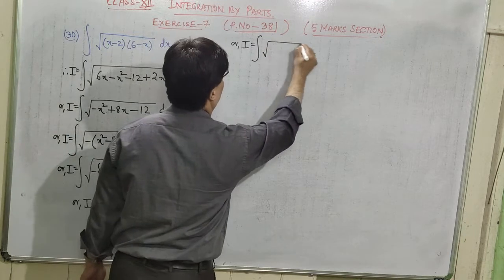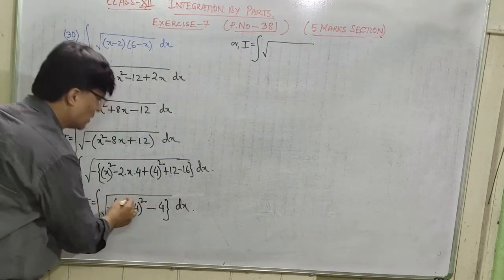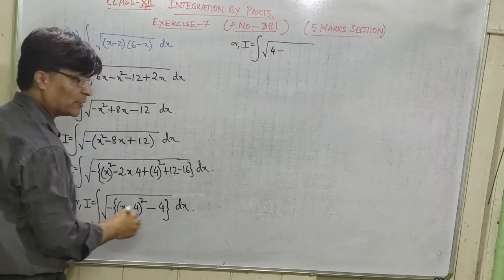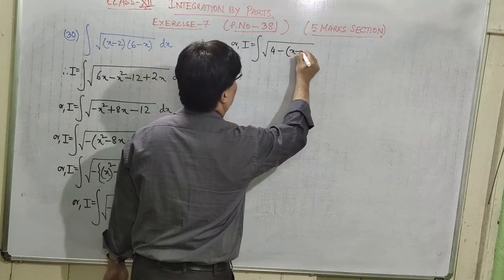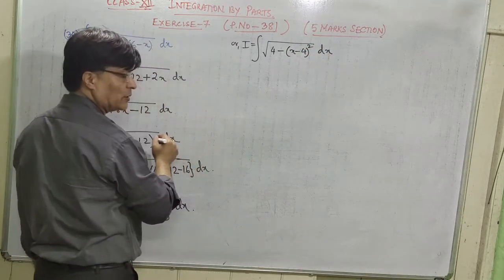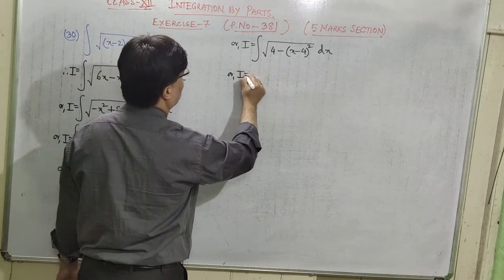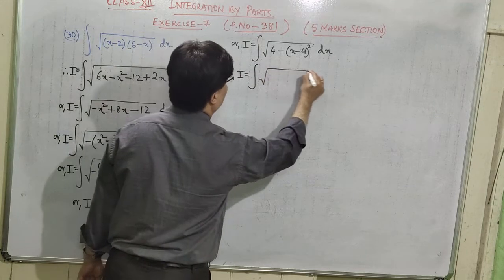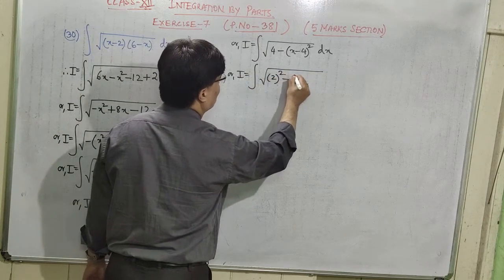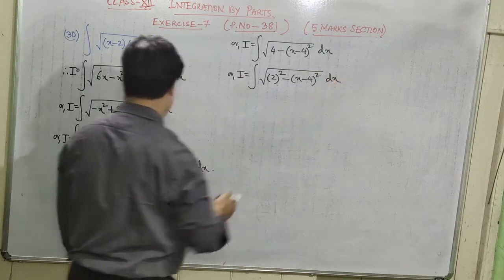Or I is equal to integration of within square root. So let us write down positive term first. Minus into minus plus 4 minus x minus 4 whole square, then dx. So is that clear? Next, or I is equal to integration of within square root, how will you write this 4? 2 whole square minus x minus 4 whole square, then it is dx.